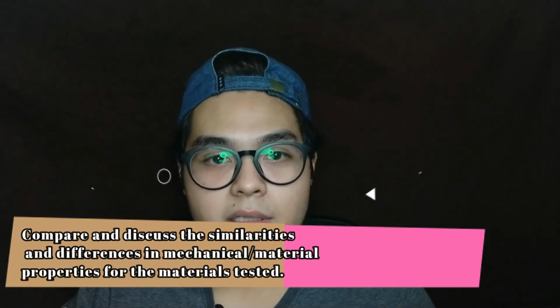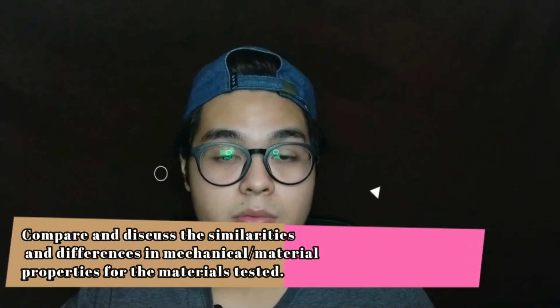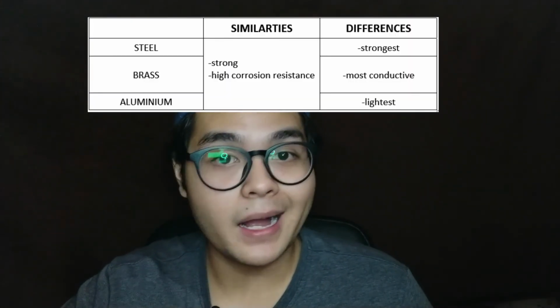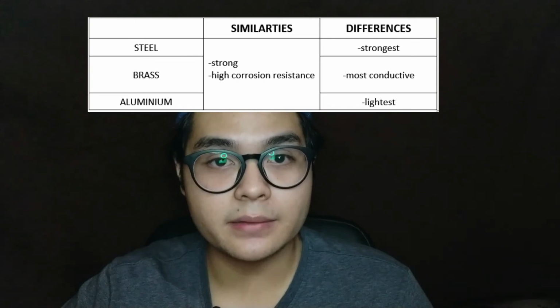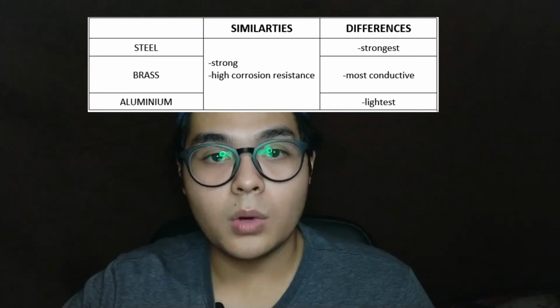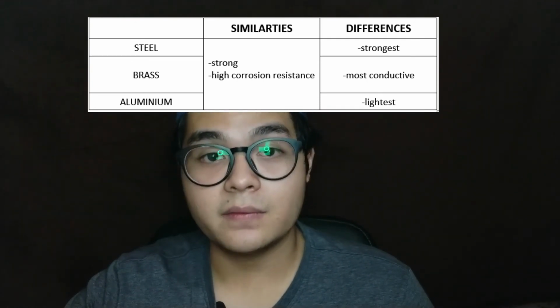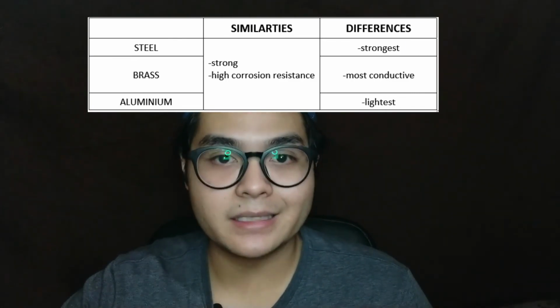The similarity: steel, brass, and aluminium share the same mechanical properties, which is they are strong and highly corrosion resistant. But steel is the strongest, while brass is the most conductive and aluminium is the lightest.